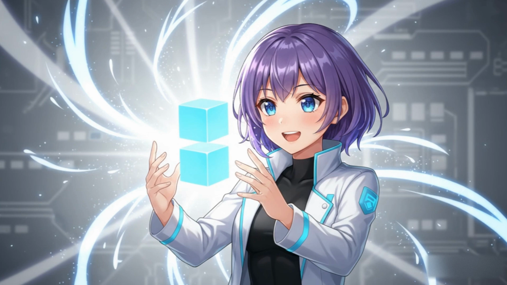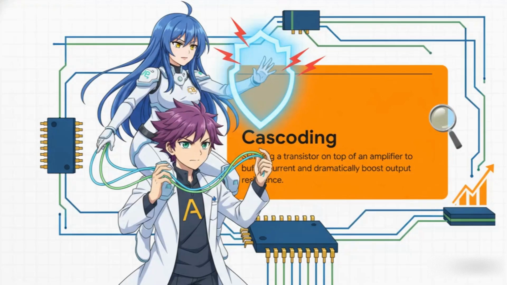You don't try to make one transistor better, you just stack them. The technique is called cascoding. You take your main amplifying transistor, and then you stack another one right on top of it, almost like a shield or a bodyguard. Now, this second transistor, its job isn't to amplify the voltage. It's just a current buffer. Its only purpose in life is to shield that first transistor from any annoying voltage changes at the output. And this simple little trick makes the output resistance just skyrocket.